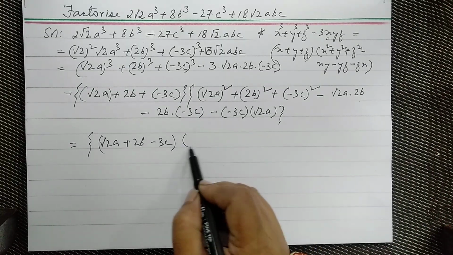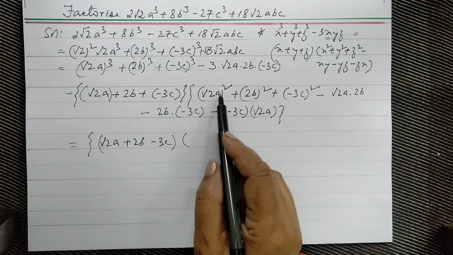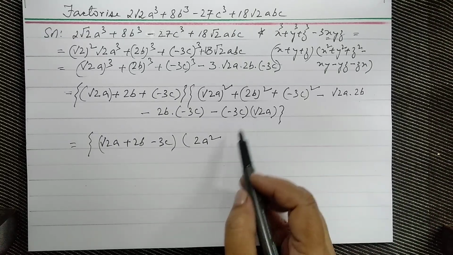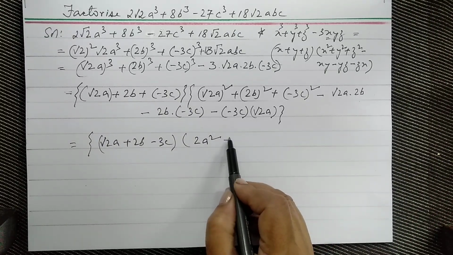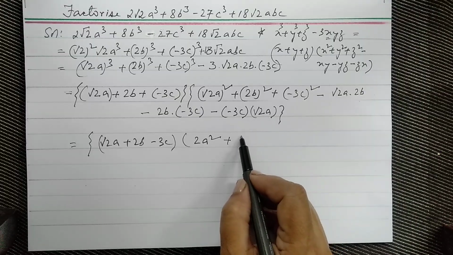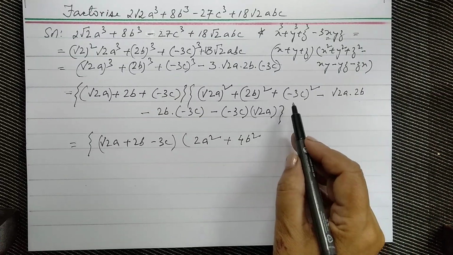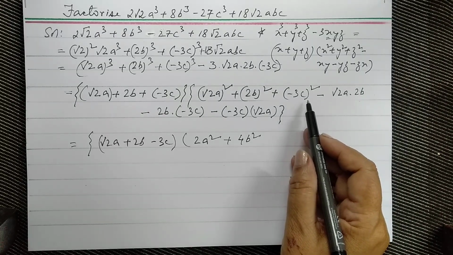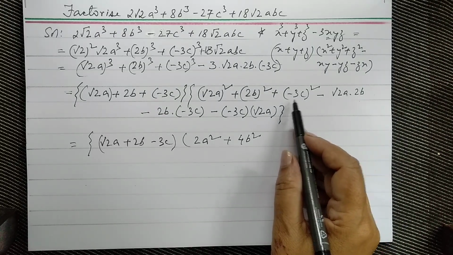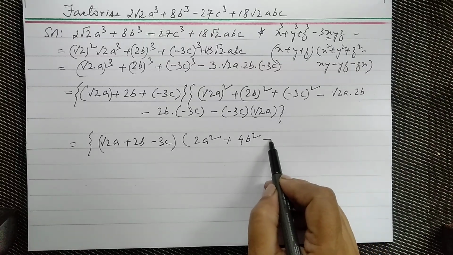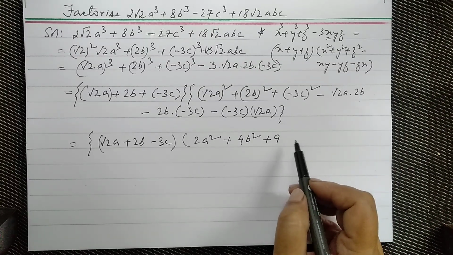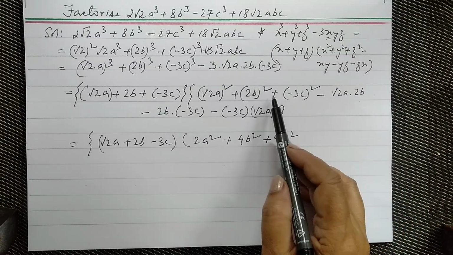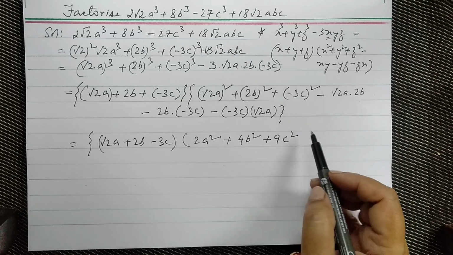This one will be equal to what? Root 2 into root 2 is 2 and a square, so 2a square. This will be equal to 2 into 2 is 4, 4b square, and this minus 3c into minus 3 is 9c square. Okay, but a plus 9c square, which means we'll have a positive sign over here and 9c squared here. Minus minus plus, and since we have a plus outside, so plus plus plus.